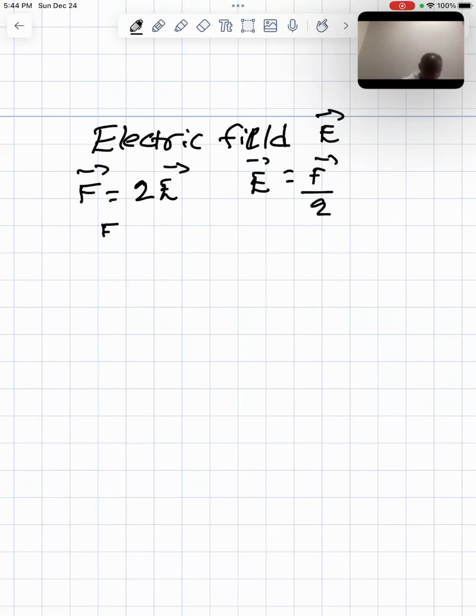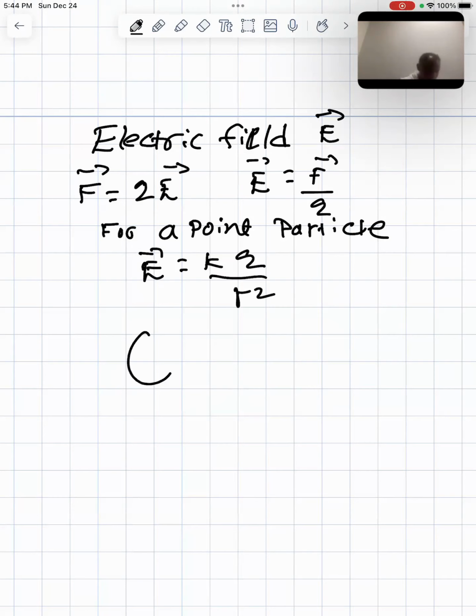And for a point particle, electric field is going to be K times Q over R squared. So that means if I have a charge Q, that charge is going to create electric field everywhere. But if I ask you the electric field at point P, where P is just a space, there is nothing, and R is the distance from the charge to P.